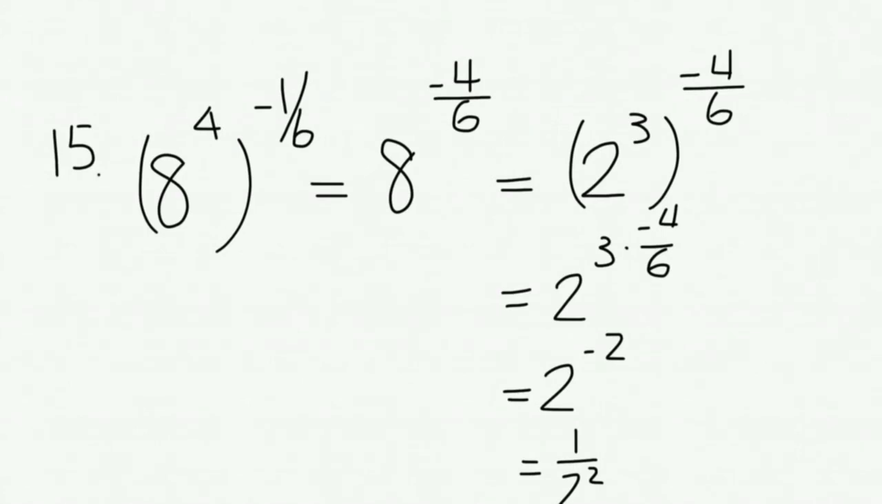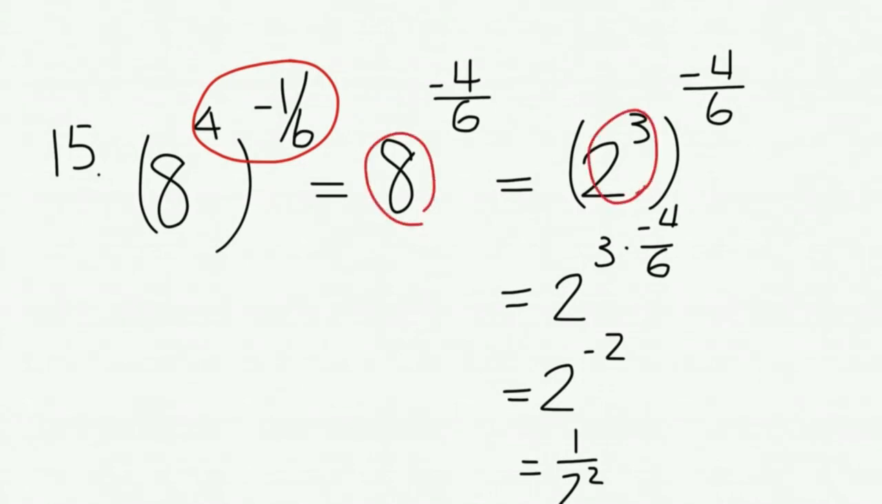Number 15, 8 raised to the 4th power, then raised to another -1/6 power. So this time, I multiply the exponent first. So 4 times -1/6 equals -4 over 6. Then I rewrite the 8 into 2 raised to the 3rd power. So I can multiply the exponent. 3 times -4/6. So 3 times -4, that's -12. -12 divided by 6, that's -2.